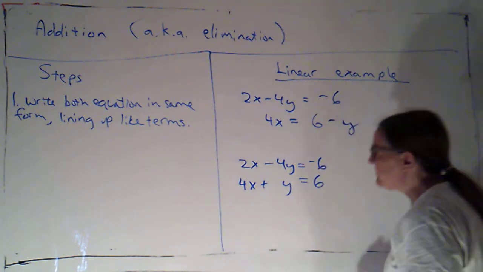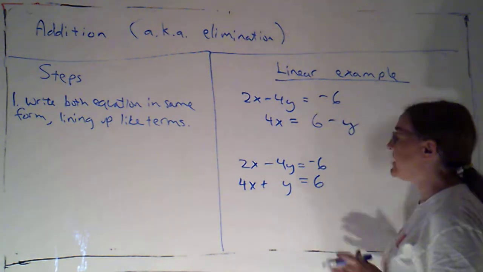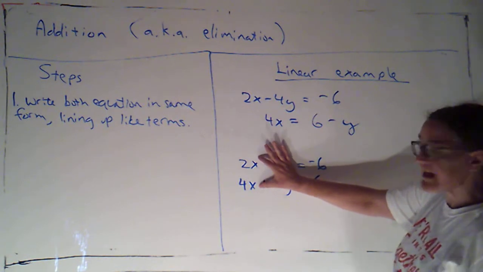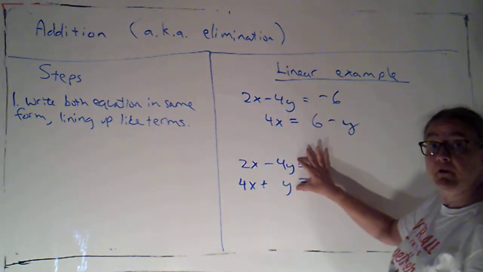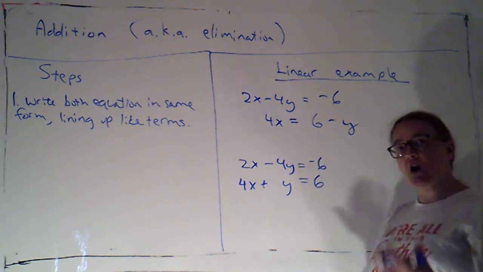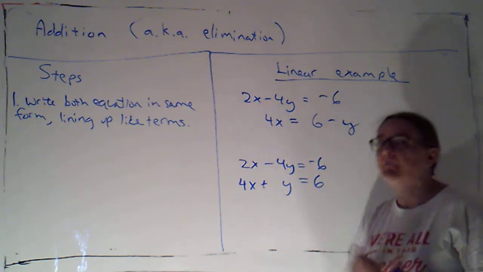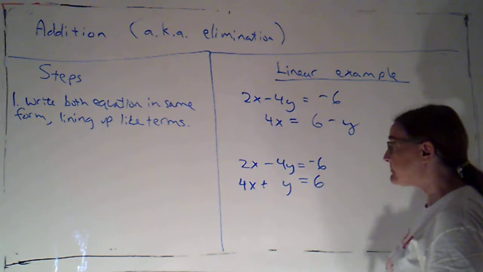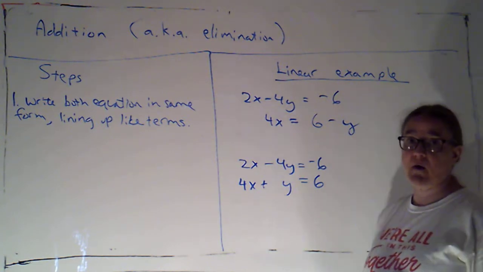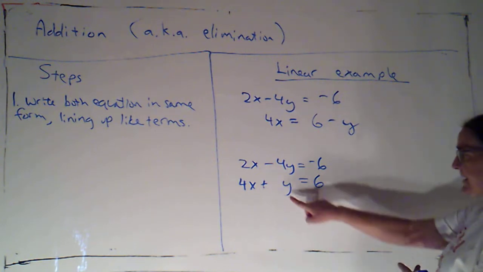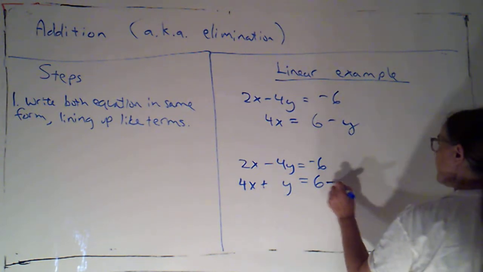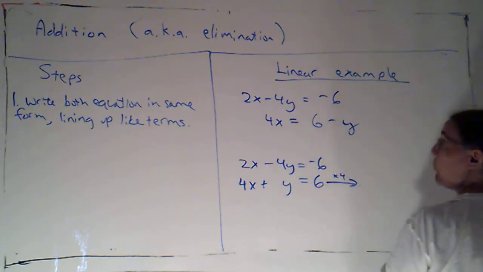What I want before I add the equations together is I want to have either the opposite number of x's or the opposite number of y's. So if I don't already have the opposite number of a certain type of term, I'm going to have to manipulate the equation. So what I could do is I think I'm going to take this second equation and I'm going to just multiply it by 4.